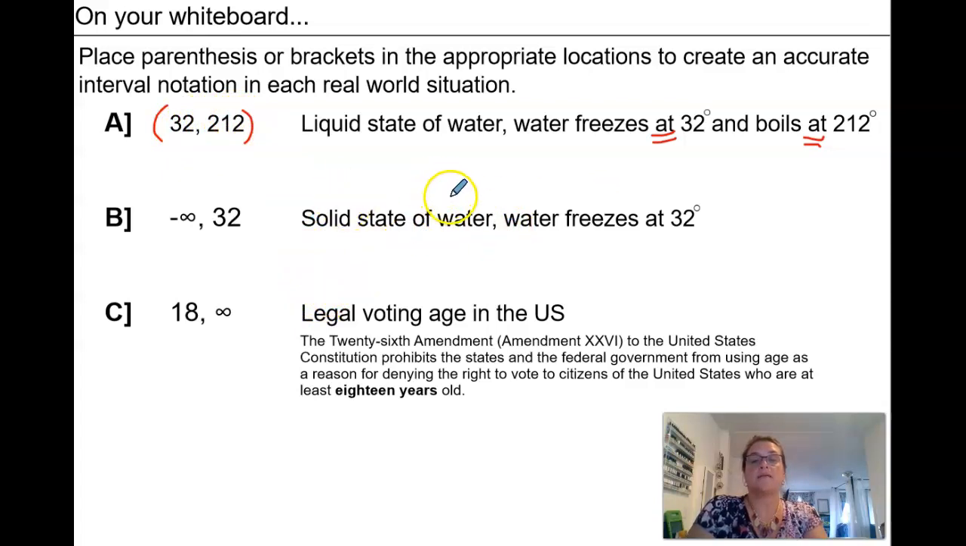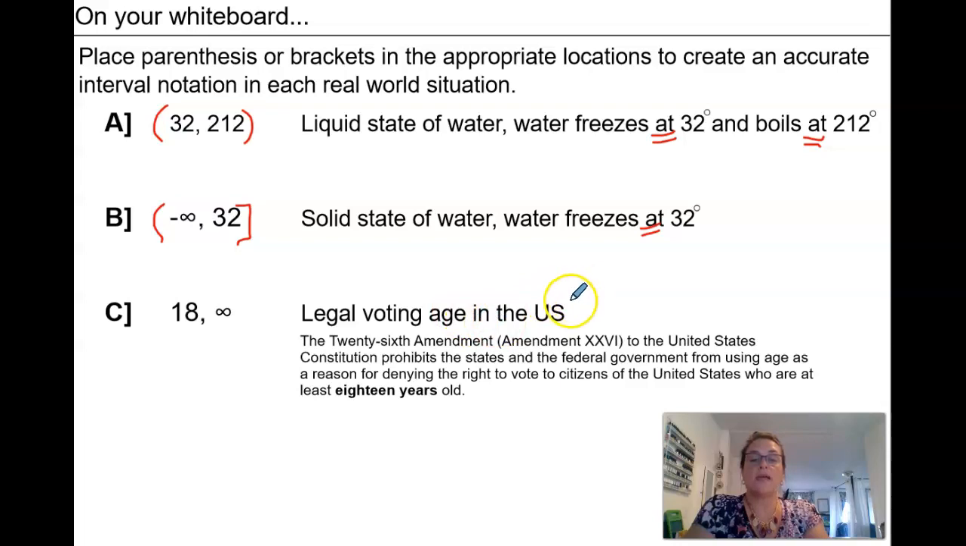Okay, the solid state of water when water freezes at 32 degrees. So it's ice at 32 degrees, which means that 32 is inclusive, so it gets a bracket. And anything colder, according to this interpretation, is going to be negative infinity. It'll still be frozen, and so the interval is negative infinity to 32. The 32 is inclusive, the negative infinity is not.